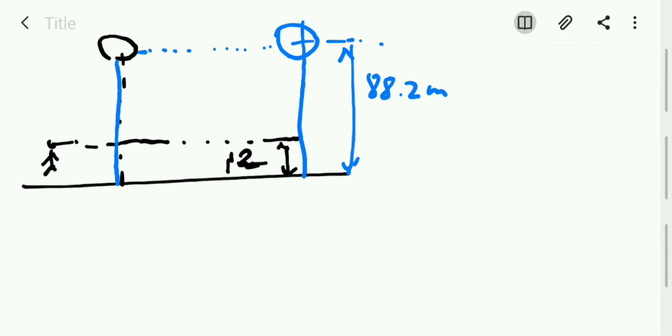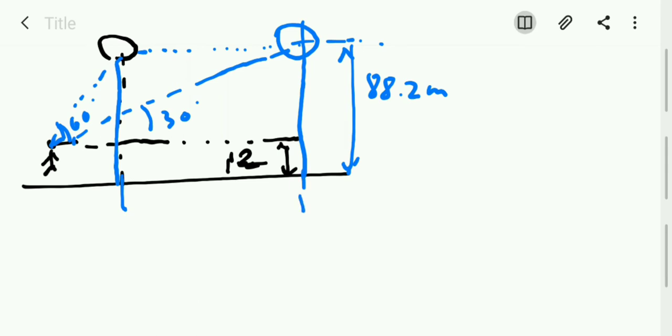The angle of elevation of the balloon from the eyes of the girl at any instant is 60 degrees. So initially it is 60 degrees. After some time the angle of elevation reduces to 30 degrees, right? Because it is moving, at one point the angle will reduce to 30 degrees. Find the distance traveled by the balloon during the interval.